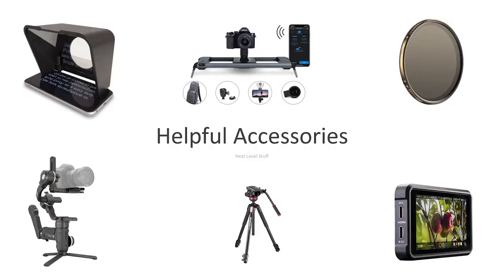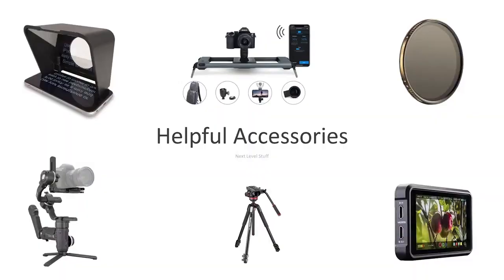Variable ND filter, top right. If you're gonna shoot outdoors, whether you're shooting vlogs, whatever, variable ND is gonna be really important. So one of the big advantages of something like an FX6 or an FX9 from Sony is that they actually have that variable ND built into the body. But if not, you just have to buy one for the lens and you should be good to go.